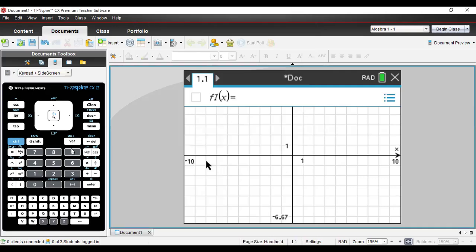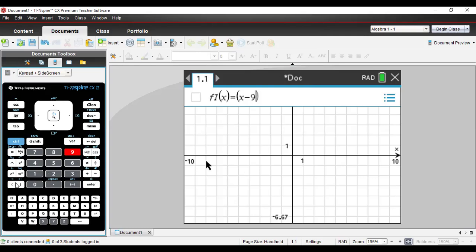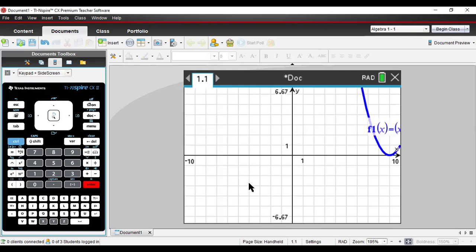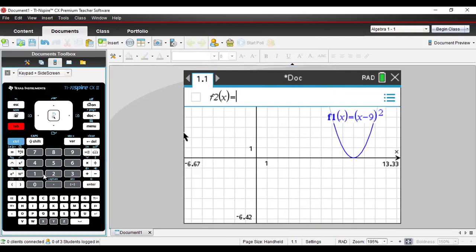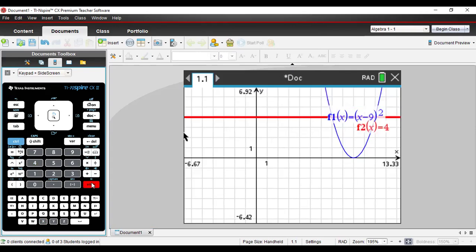So I'm going to take half of it. So it's going to be parentheses x minus 9 squared. Press enter. And I'm going to pull that over. Now what I need to do is enter the other side of the equation. The other side was 4. So I press enter. Now I'm going to find the intersection, menu 64.